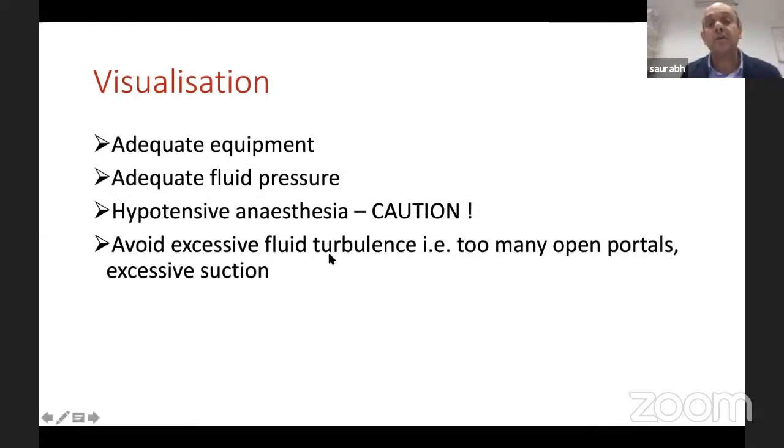Finally, fluid turbulence. Don't create a lot of open portals. And if you have, for some reason, then close them, stitch them, because fluid keeps coming out of them when you're operating and creates a lot of turbulence, which makes your visualization difficult. And then again, make sure the suction tubes in your equipment are not on excessive suction.